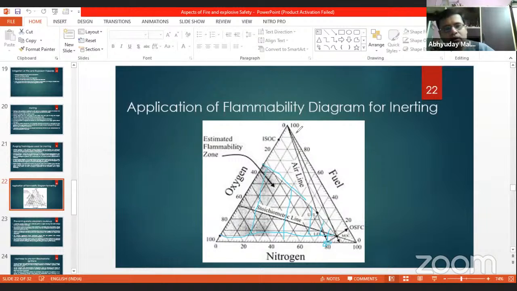And once we introduce air for purging, the composition of the flammable substance in the vessel will follow this air line up to this point. As you can see, this will pass through the flammable zone. That means there is a chance at some concentration of the air inside the vessel, there may be flammability hazards. So what to do is we need to purge the vessel with an inert gas. When we purge the vessel with an inert gas, the composition of the flammable substance inside the vessel will start from here and follow this side of the triangle.